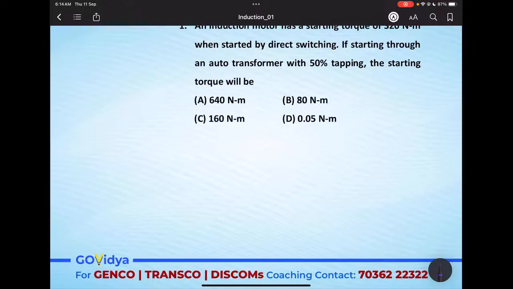Today we are going to solve some questions related to induction machines. Most of the students feel difficulty when problems come on induction machines. So how to solve the questions from induction machine? We need to first remember the basics: what is meant by slip, torque equations, starting torque, maximum torque and its relations, and starting methods of induction machines.